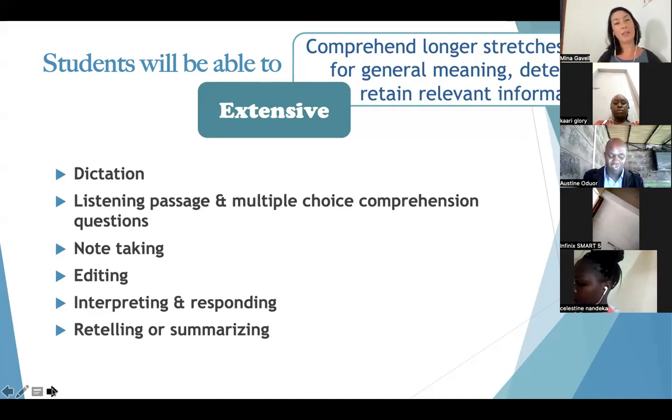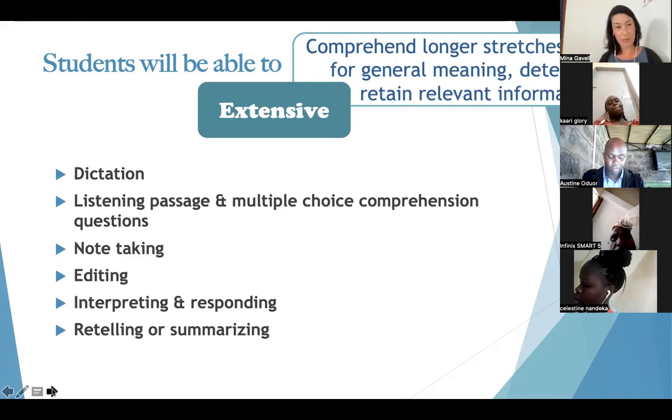Another example would be a listening passage. Students listen to the passage and then after they have to answer some multiple choice questions. So here they have to understand general meaning. They have to decide what's important and keep it in their minds. Note-taking, I think, is a prime example. If a teacher is lecturing, students are deciding what to write down to keep for later.